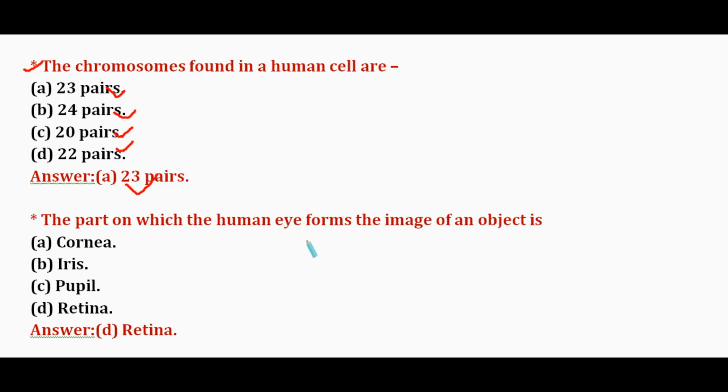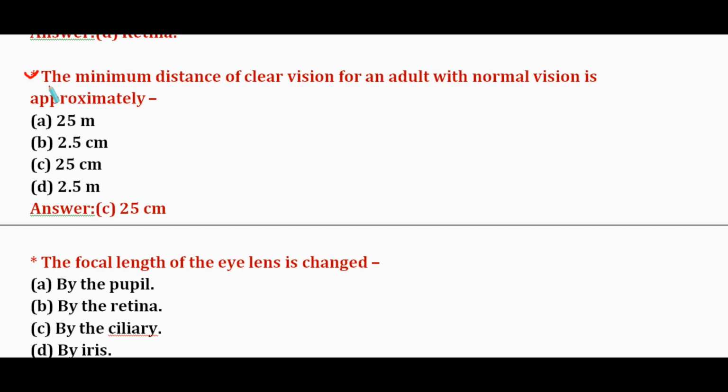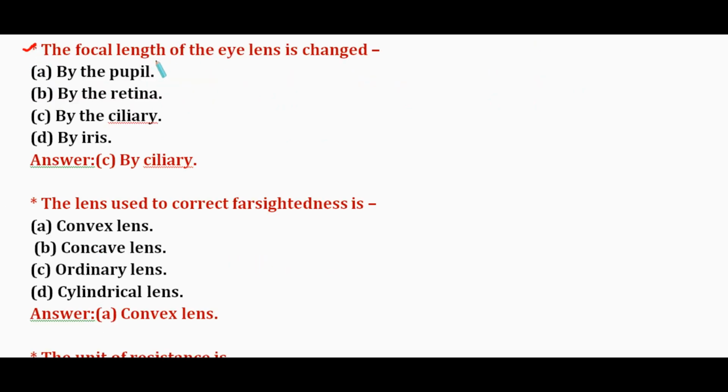The part on which the human eye forms the image of an object is cornea, iris, pupil, retina. The correct answer is retina. Next question: the minimum distance of clear vision for an adult with normal vision is approximately, it is about 25 centimeter. The focal length of eye lens is changed by the pupil, by the retina, by the ciliary, by the iris. The correct answer is by the ciliary.